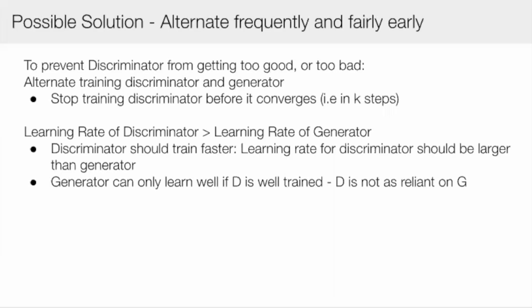Yeah, because this is counterintuitive. If the whole point is we don't want the discriminator to be too good, why would we want the learning rate for the discriminator to be higher than that of the generator?